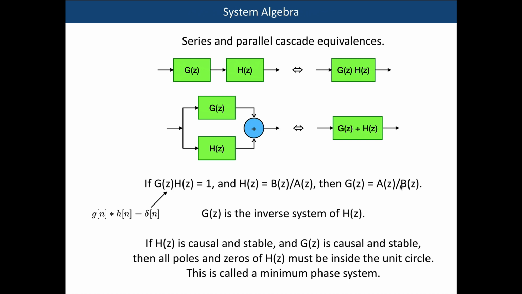So the zeros of H are the poles of G. So if we wanted G to be causal and stable also, we would need its poles to be inside the unit circle. And its poles are the zeros of H. And so if you have a system that's causal and stable, and its inverse is causal and stable, then all of its poles and its zeros must lie inside the unit circle.